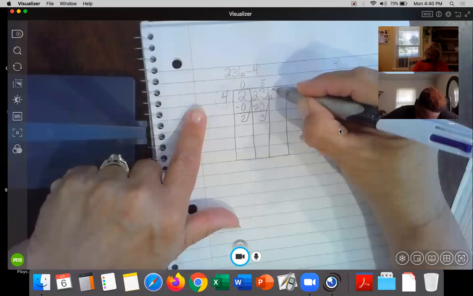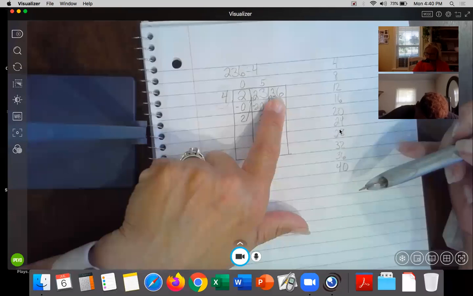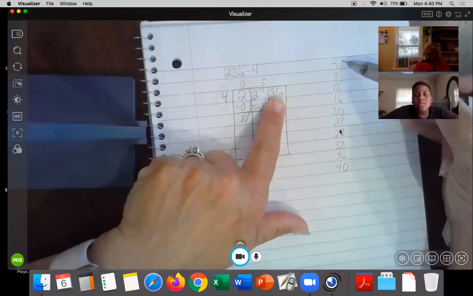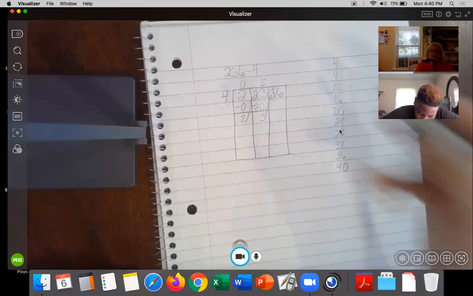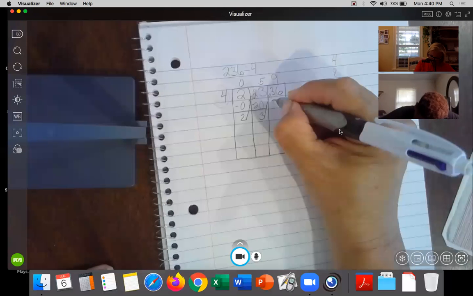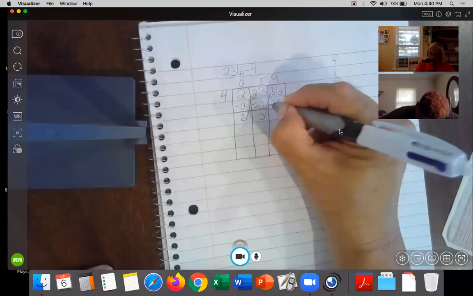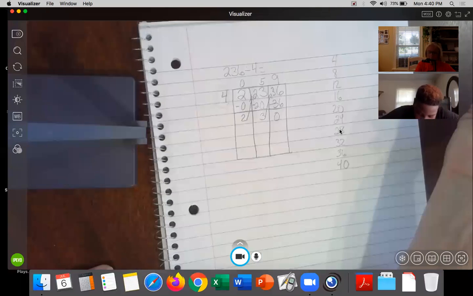Then I'm going to look over here. How many times does 4 go into 36? Let's look. 4, 5, 6, 7, 8, 9 times. Good job. So 9 times 4 is 36. I subtract, I get 0. So 236 divided by 4 is 59.